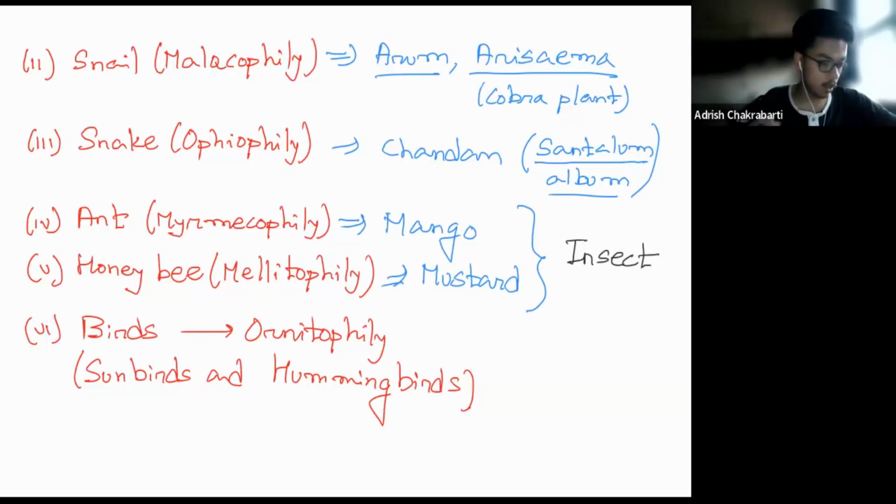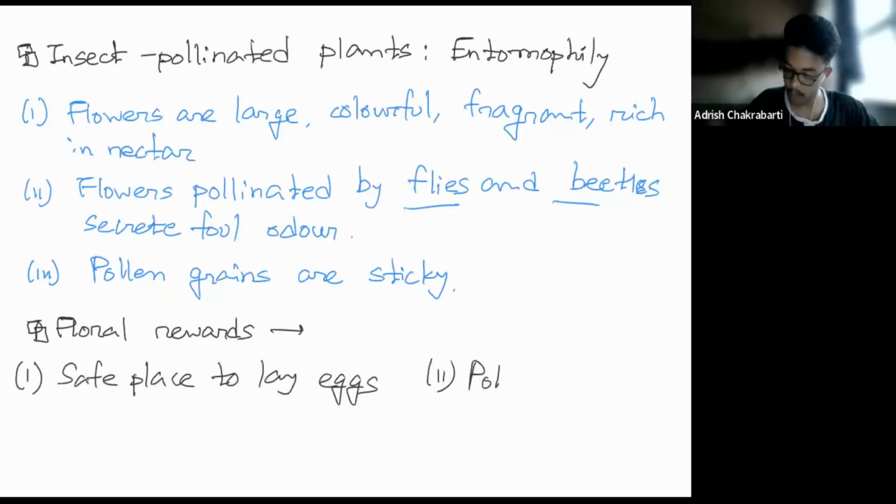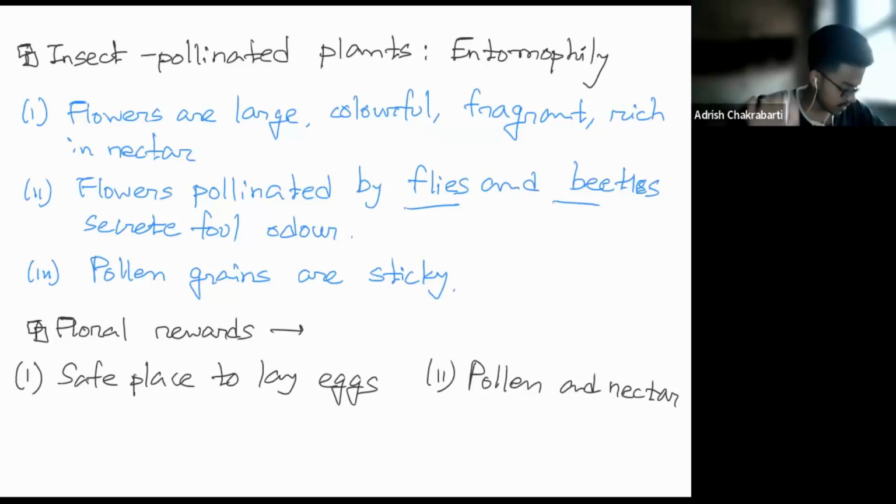We have covered the examples. We have covered the biological phenomena. I was there in the last topic: floral rewards. One other floral reward can be a safe place to lay eggs, while other floral rewards can be pollen and nectar. So let us read the NCERT. Floral rewards are in providing safe places to lay eggs. An example is that of the tallest flower, Amorphophallus.